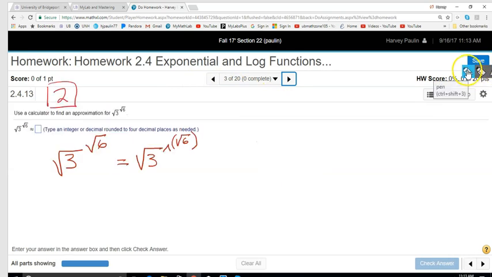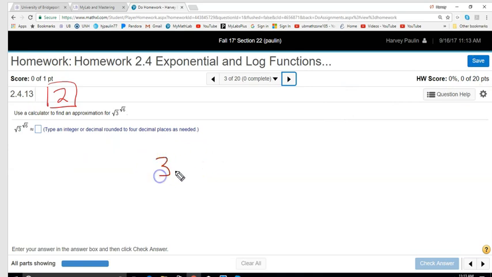Now for number 2, we have the square root of 3 raised to the power of the square root of 6. So how would you put that into your calculator? Well, put the square root of 3 and then use the caret. And then the idea of putting this in a parenthesis would never hurt. The square root of 6 and hit enter. And let's see what you get.